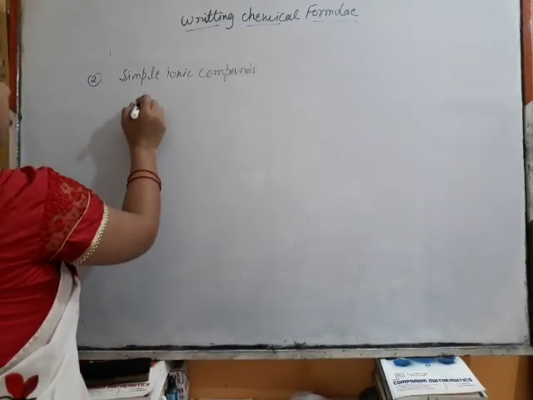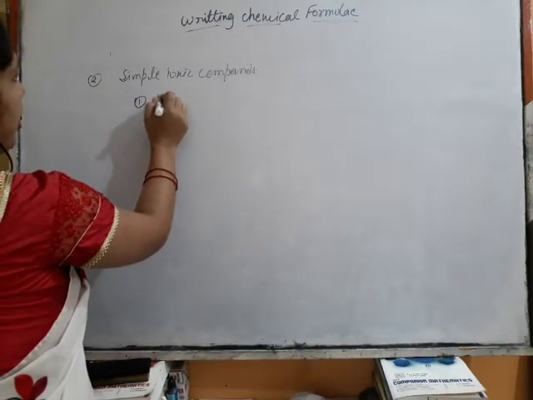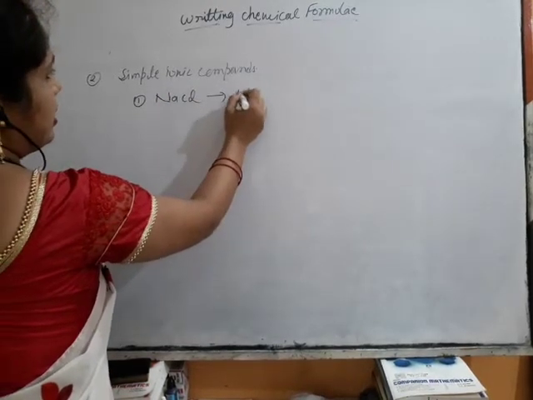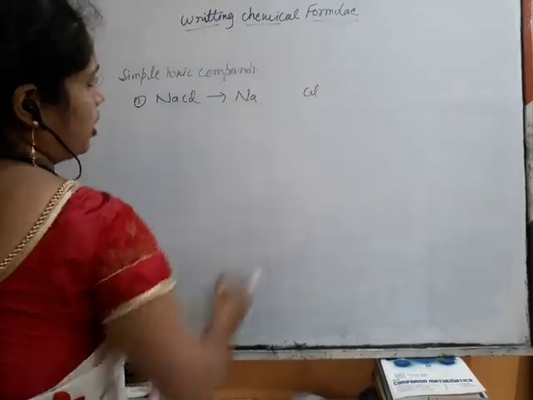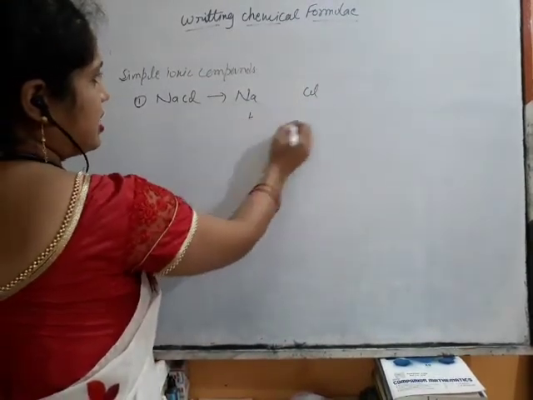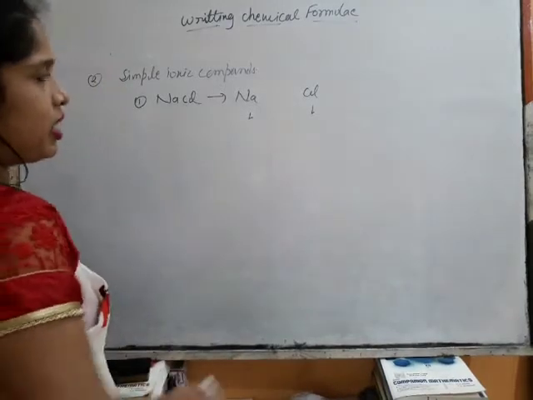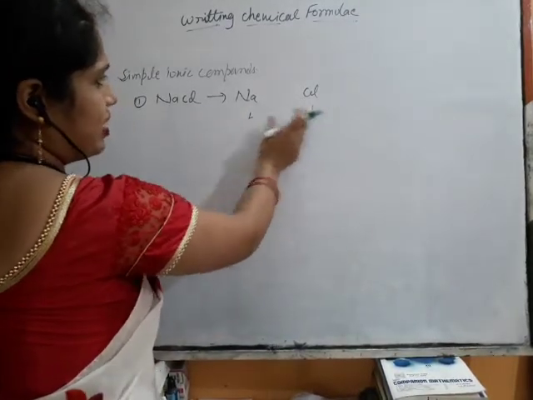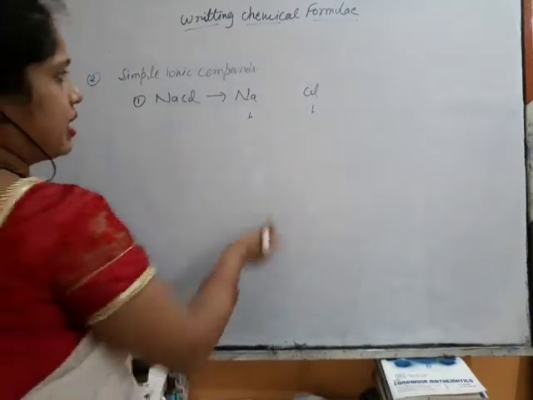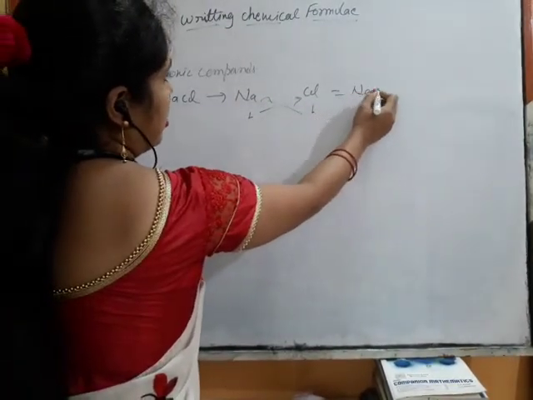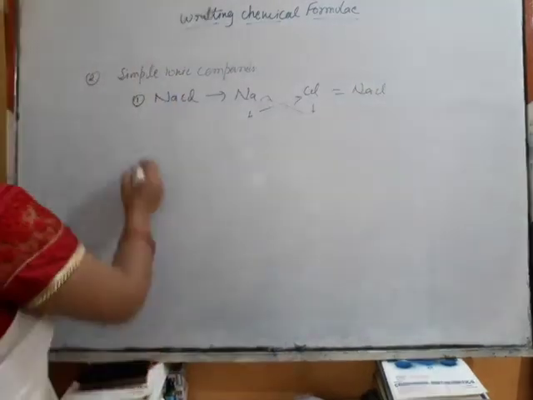The first one is sodium chloride. So sodium chloride is sodium and chlorine. Sodium is the positive ion and chlorine is the negative ion. Its valency is 1, its valency is also 1. So this is monovalent, this is also monovalent. The difference is that one is positive and one is negative. So they crisscross and they will be written as sodium chloride.